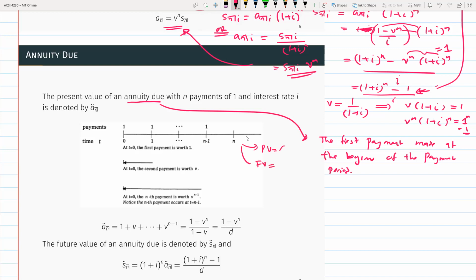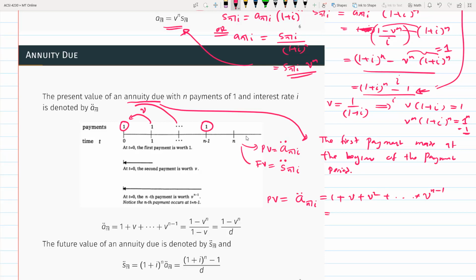Now the notation looks the same, but with two dots on top of the a. And the same with future value. Notation looks the same, but you have two dots. Okay. That's double dot. So let's calculate the formula. You can see that if I want to get the present value, that's going to be, I have 1 here. Then the next one I have discounted back to time 0, so v, and the next one again, v squared, all the way up to the last one, which is in here, which is v to the power n minus 1.